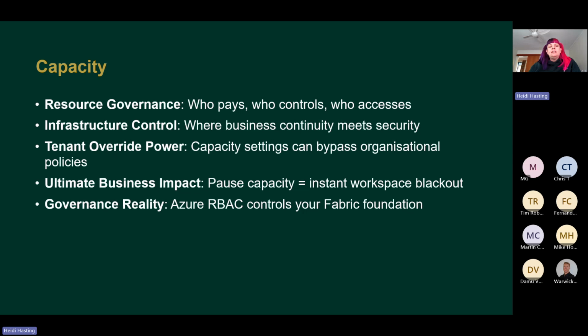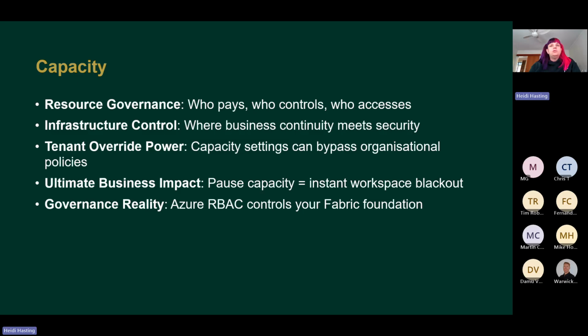But the person who has the RBAC control on the capacity is the person who can pause it, resume it, and scale it. So whilst you might spin up a capacity as an F2, the person who has Azure RBAC contributor and above permissions on that resource can actually change it from an F2 up to an F2048 or anywhere in between. They could also pause it and they can resume it.